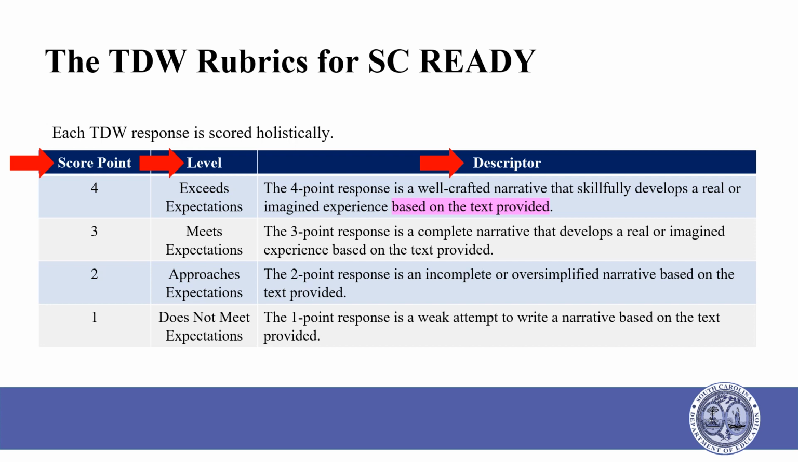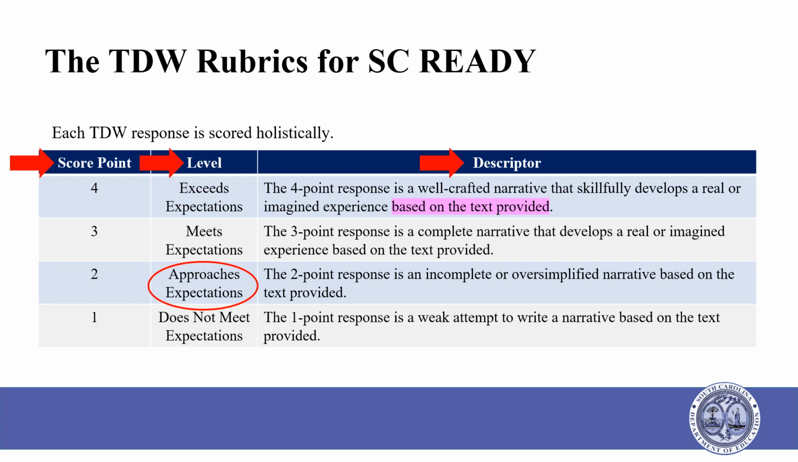Each level has a one-sentence descriptor that is specific to each mode of writing. The descriptors shown in this slide are for the grades 3-4 rubric to convey an experience real or imagined. We have had several questions about the 3-4 TDW item and the role of text with the item. As you see highlighted in the descriptor, the expectation is that a student's response will be based on the text provided. A student should use the provided text for inspiration in his or her own writing.